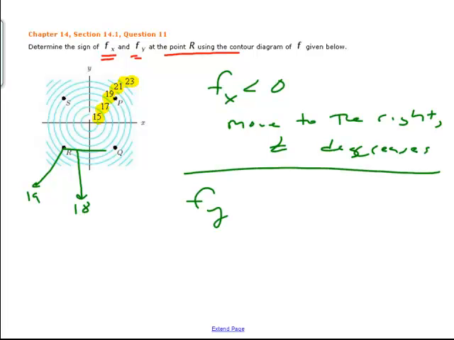And f sub y, well, at the point R, if I go up, same thing. As I move up, the z decreases. And when I say z decreases, what I'm saying is that looking at this value, that contour is 19, and then we hit 18. So our z value is going down.